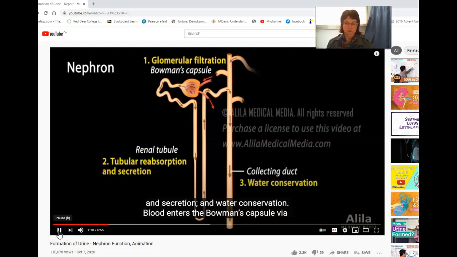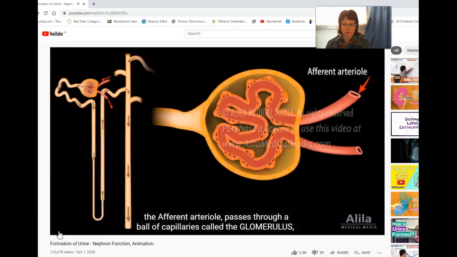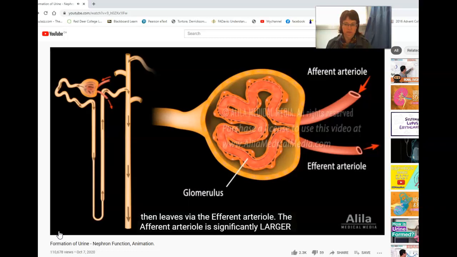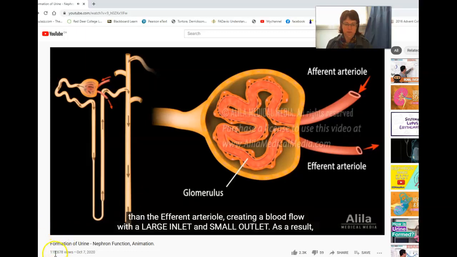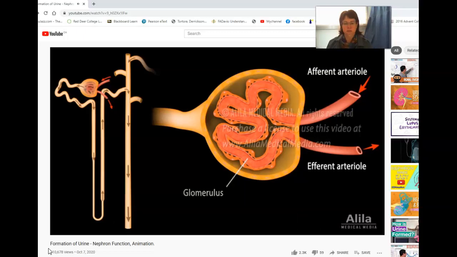And water conservation. Blood enters the Bowman's capsule via the afferent arteriole, passes through a ball of capillaries called the glomerulus, then leaves via the efferent arteriole. The afferent arteriole is significantly larger than the efferent arteriole, creating a blood flow with a large inlet and small outlet. As a result, the blood hydrostatic pressure in these capillaries is much higher than usual.